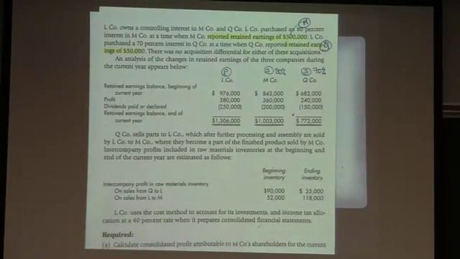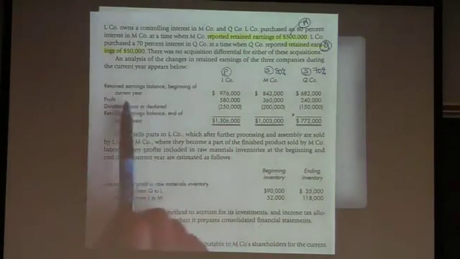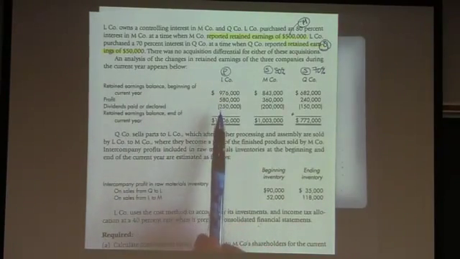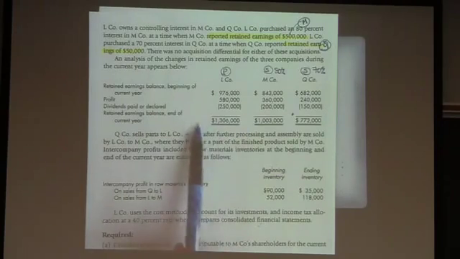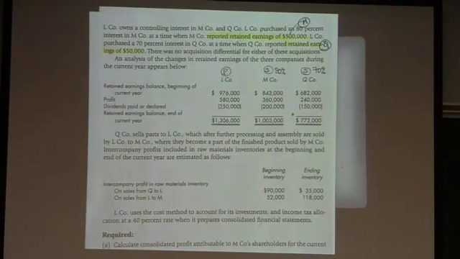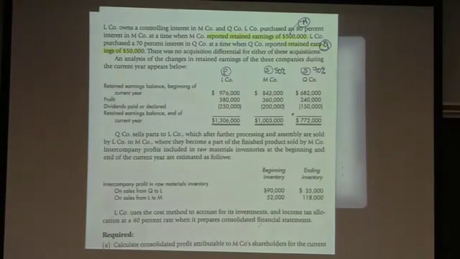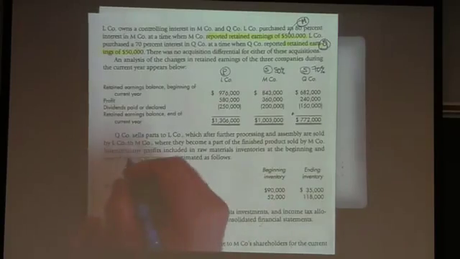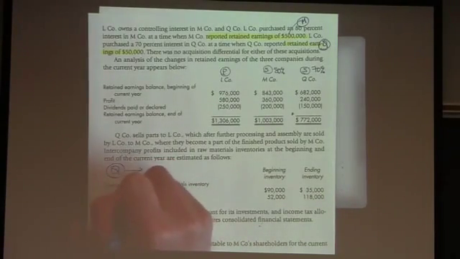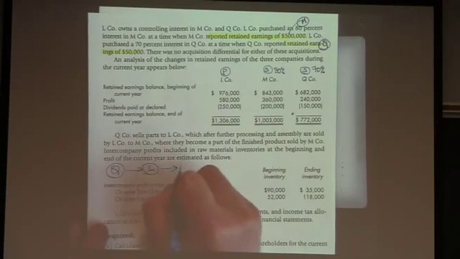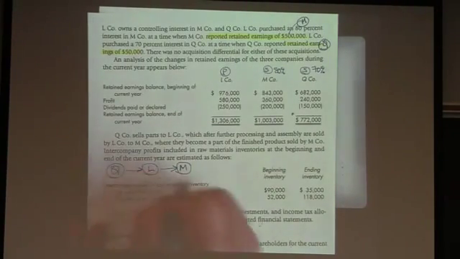Now, we are given the beginning retained earnings of the year, profit, dividends declared, and then the end of the year retained earnings. So we've been given a whole bunch of information that I'm sure we're going to need to come back to. It says Q sells parts to L, which after further processing and assembling are sold by L to M. So this is kind of how it works, right? It's essentially Q sells to L, then L sells to M. That's kind of the earnings process.